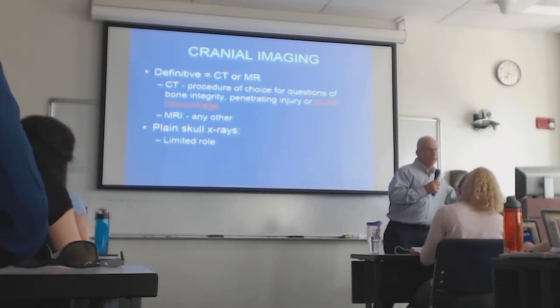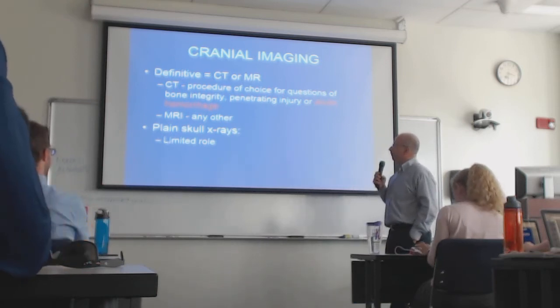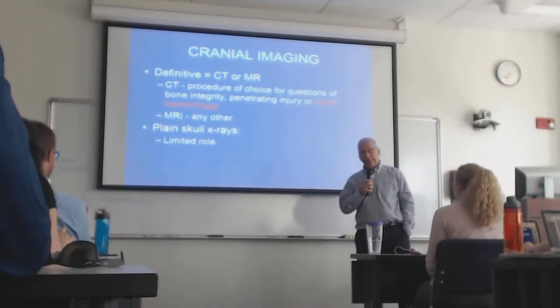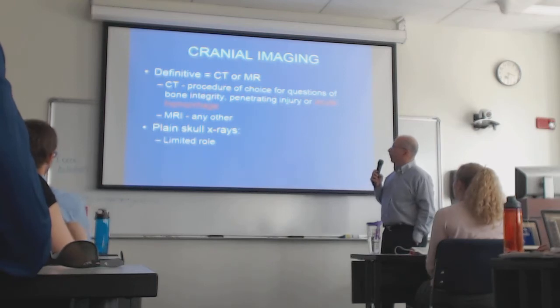We can say some things on X-ray about the spine. We can say some things about the skull. We can't say anything with X-ray about the brain or the spinal cord or the nerve roots or any of that stuff. But with CT or MR, we definitely can.